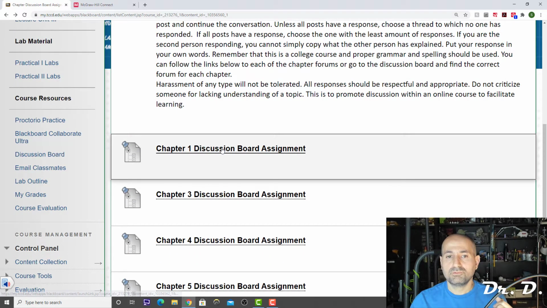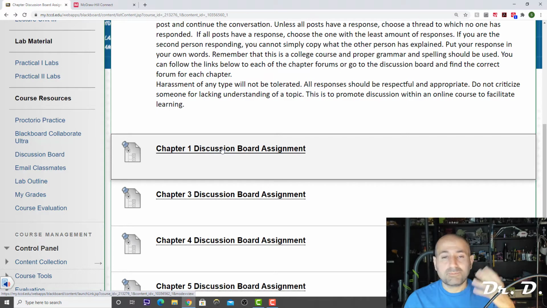So this will help you a lot because you will be discussing what you learned and what you found confusing. You will then respond to a fellow student's post as well. So for example, if you see that a fellow student found the concept of ribosomes confusing, then you could chime in and say, well, this is my understanding of that. And you can help each other.